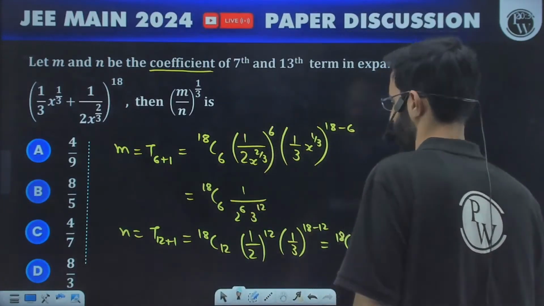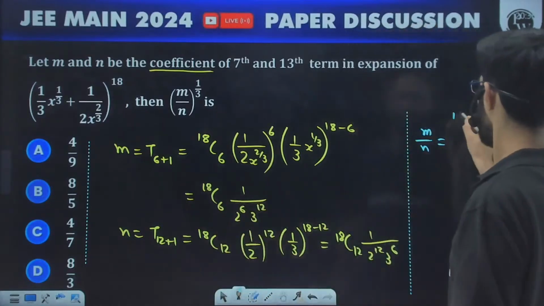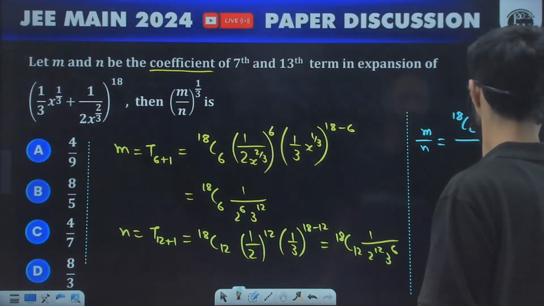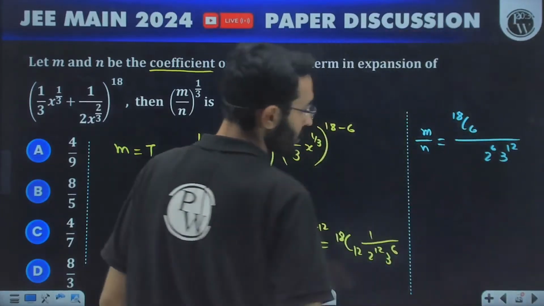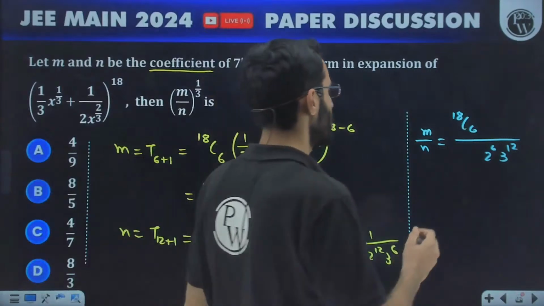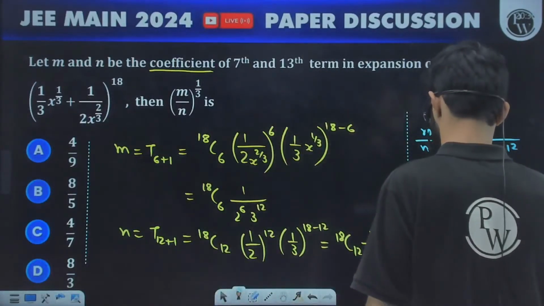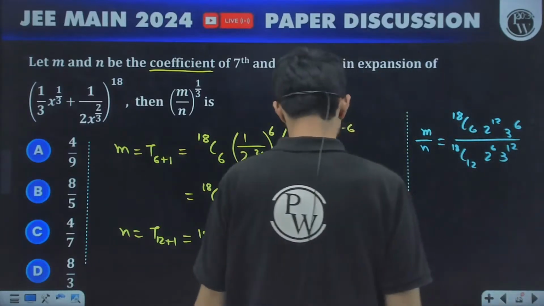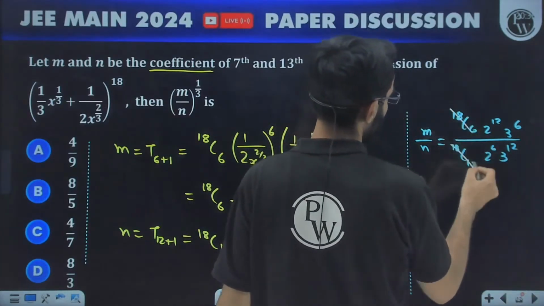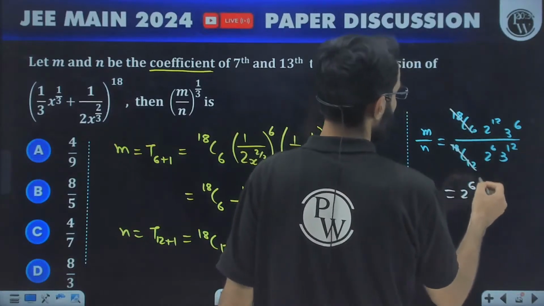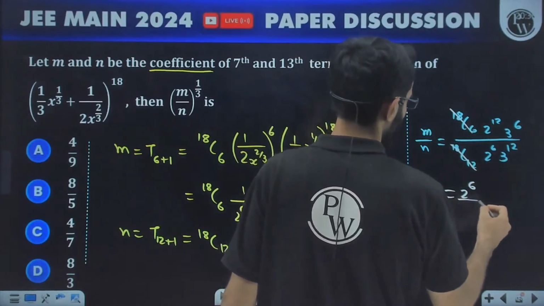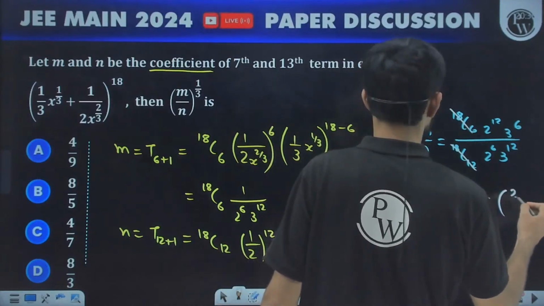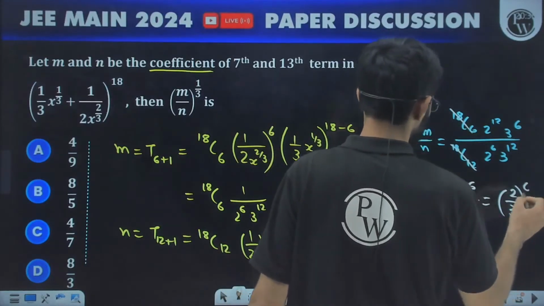So m by n is equal to, m is nothing but 18C6 and in the denominator you are having 2 to the power 6, 3 to the power 12. Here this is 18C12 and 2 to the power 12, 3 to the power 6. 18C12 and 18C6 are both the same, so they will get cancelled out. This will become 2 to the power 12 minus 6, and here this will become 3 to the power 12 minus 6. So this will become 2 by 3 to the power 6.